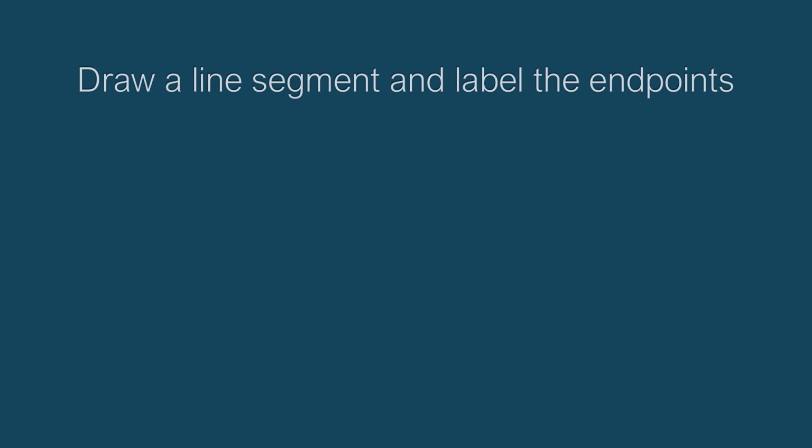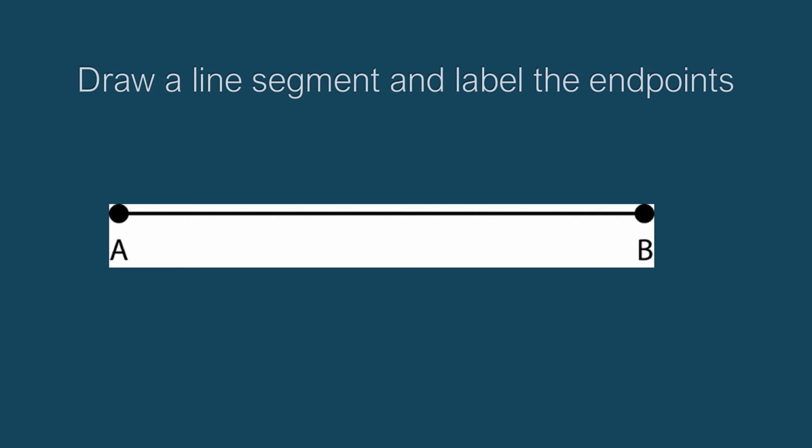Draw a line segment and label the endpoints. Okay, your endpoints, the letters don't matter. It can be any letter you want. So take a second to do that or pause the video. And there is one example. You could also do C and T if you wanted. It doesn't matter what letters you choose. It can be any letters you want.